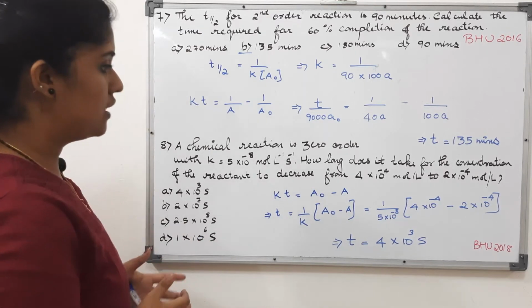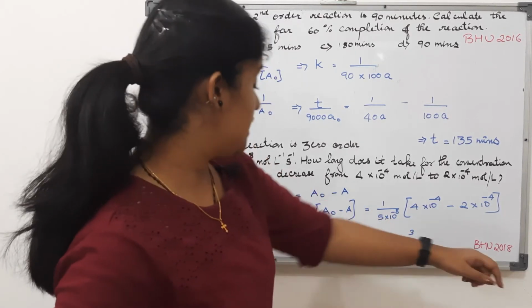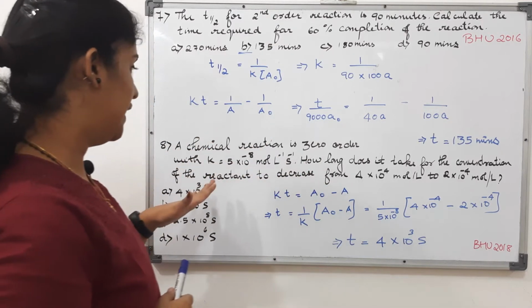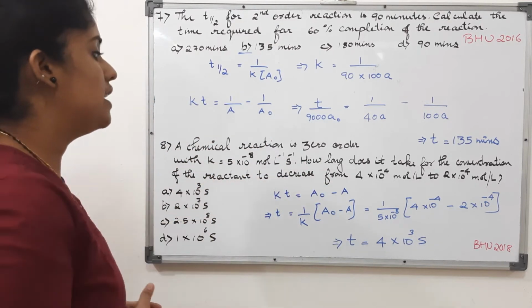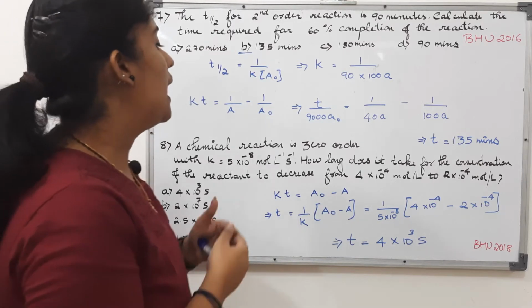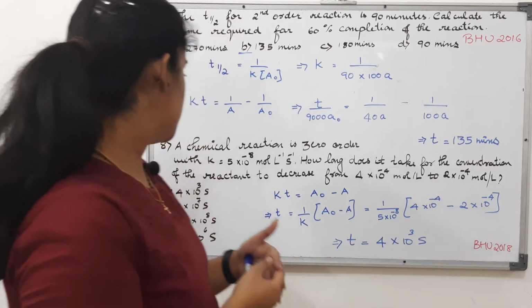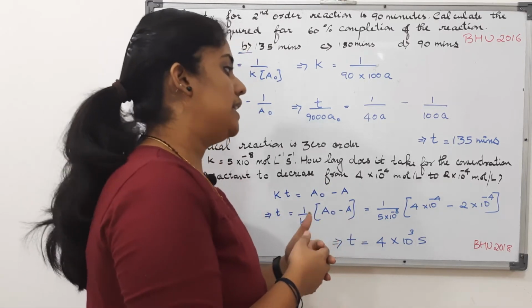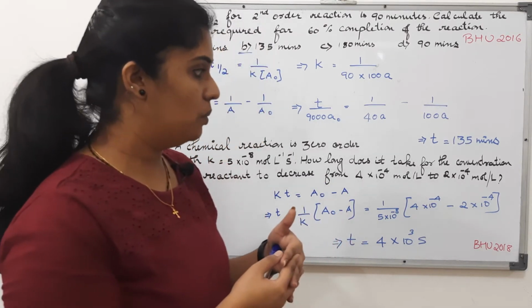Now moving on to the next question from BHU 2018, we have a chemical reaction that is 0 order with K value 5 into 10 power minus 8 mol liter inverse second inverse, and how long does it take for the concentration of the reactant to decrease from 4 into 10 power minus 4 mole per liter to 2 into 10 power minus 4 mole per liter.